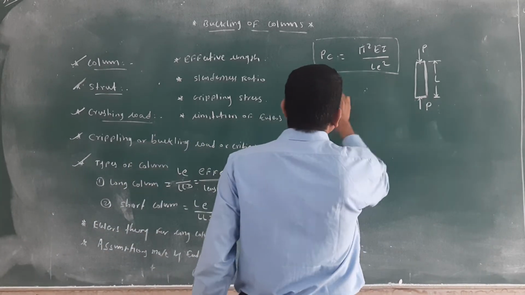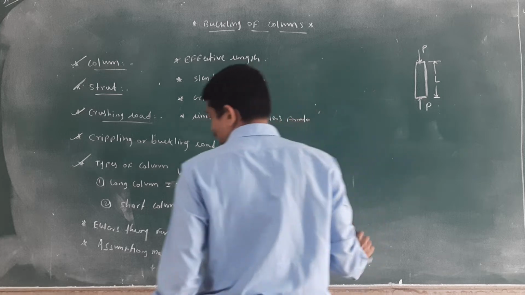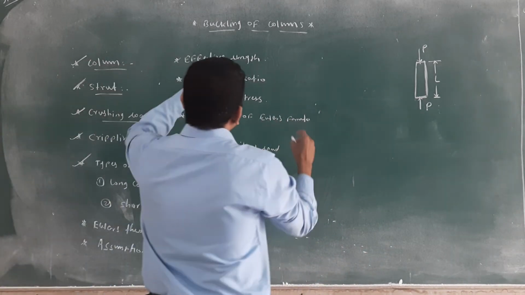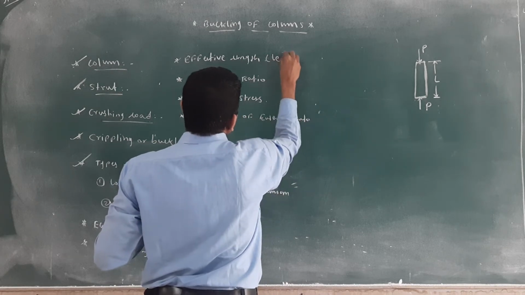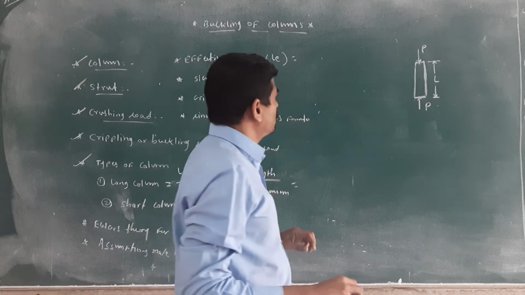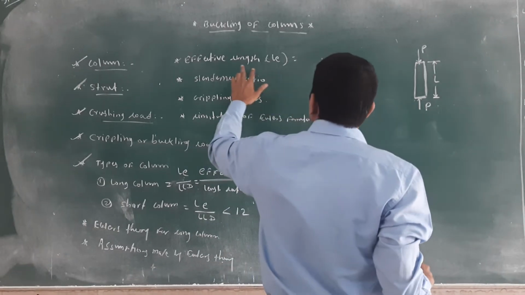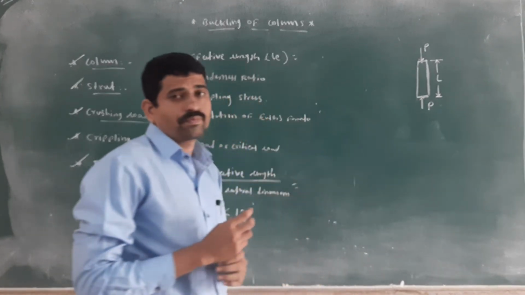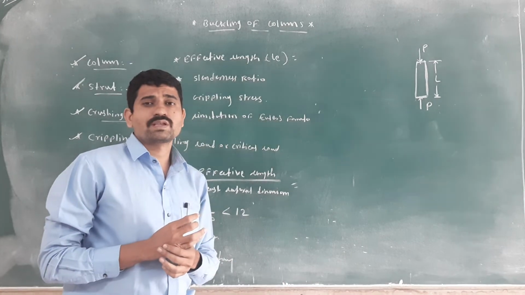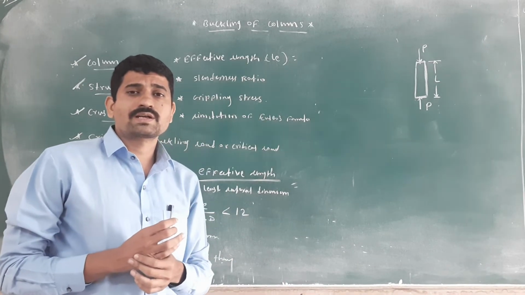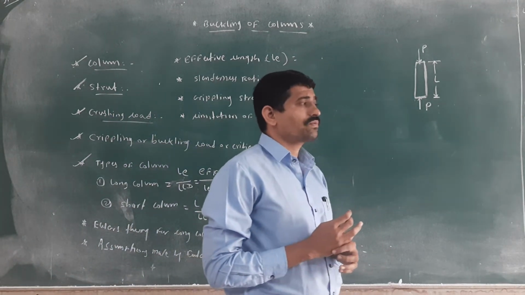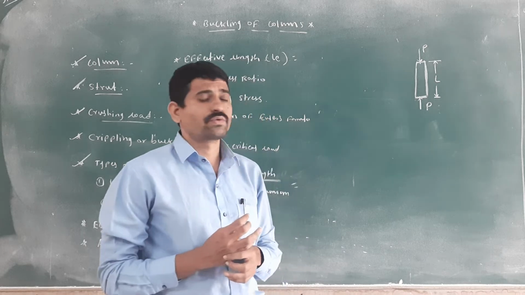Effective length is denoted by LE. Effective length is nothing but the distance between the points of contraflexure in the column. What is the point of contraflexure? We have seen it in unit number 2.